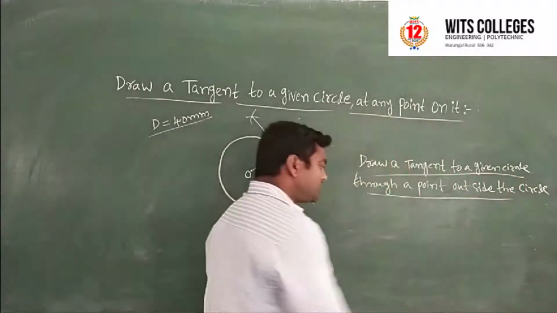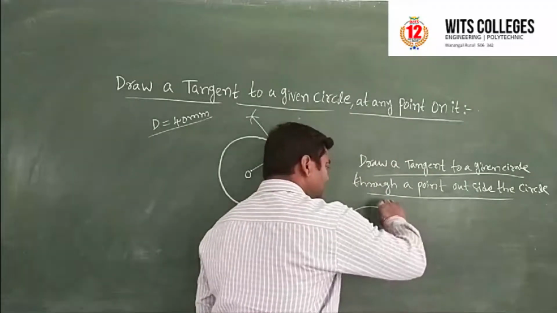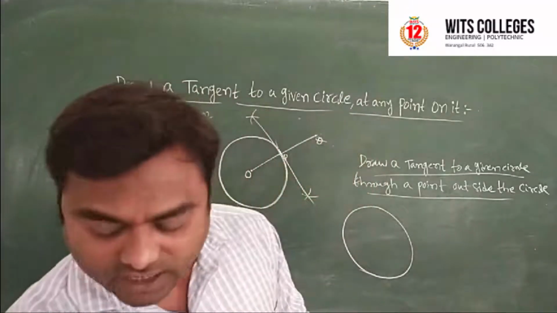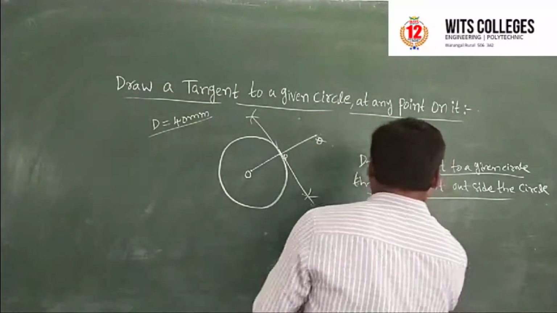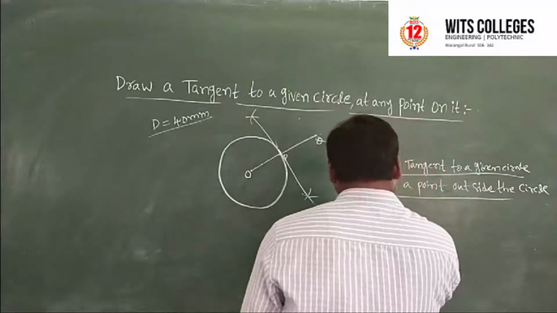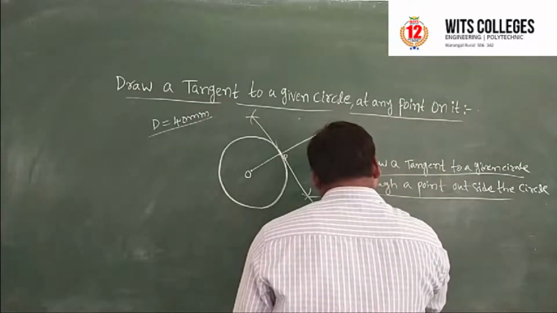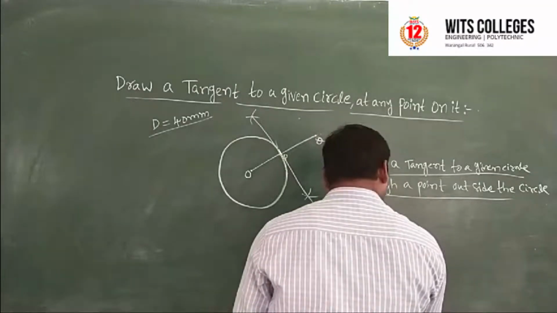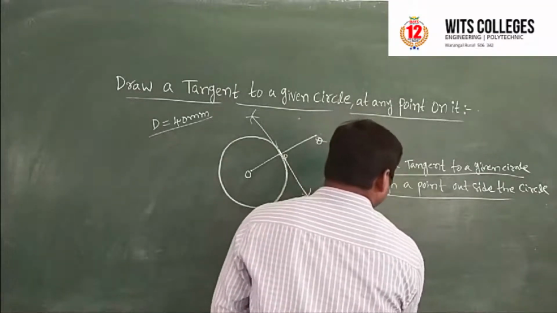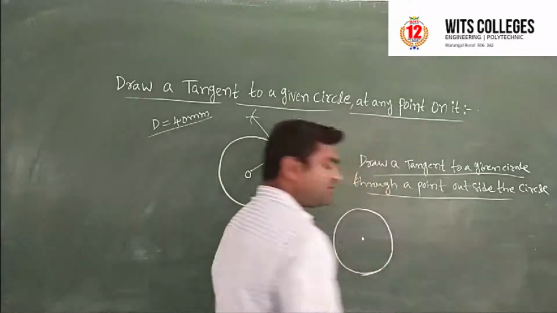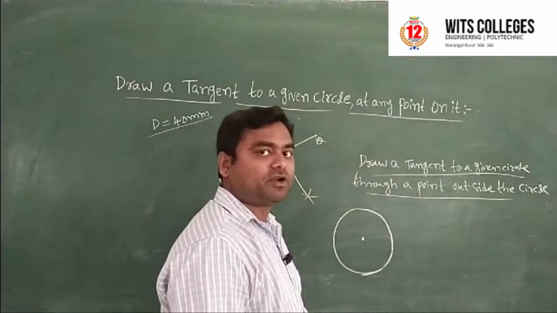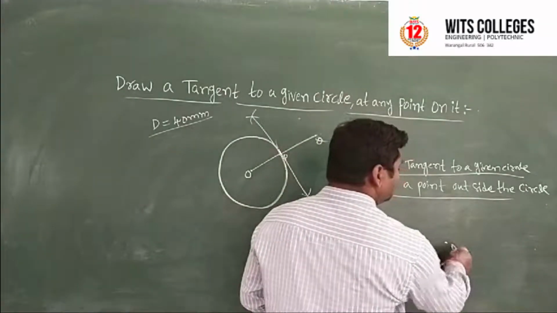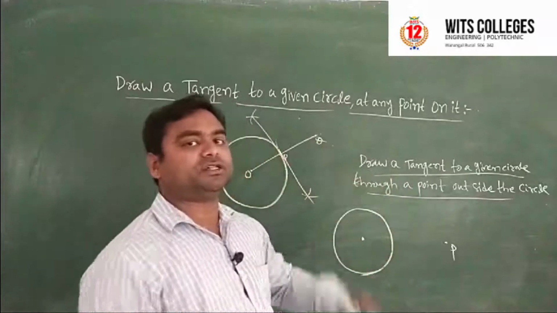Then, suppose there is a circle of certain diameter. Draw the circle. Okay, so this is the circle of 40 mm radius. I am taking 40 mm, and I am taking a point P outside the circle, somewhere at a certain distance, approximately.